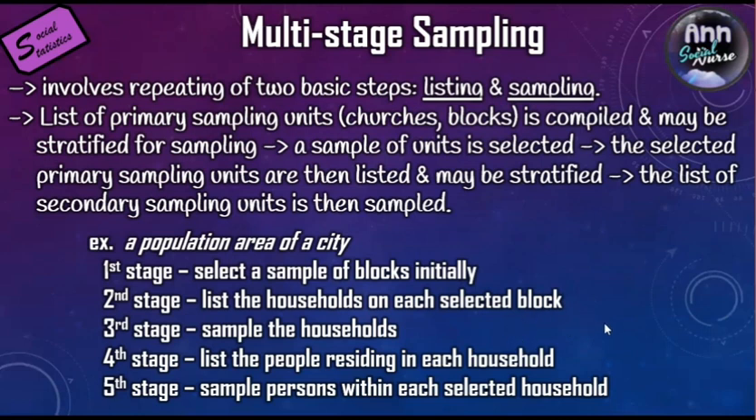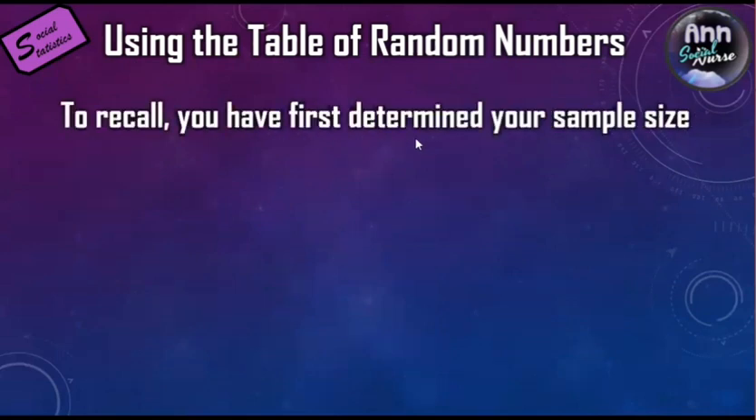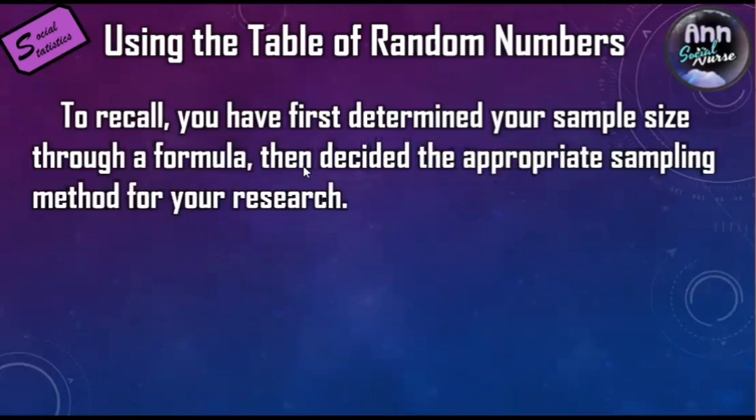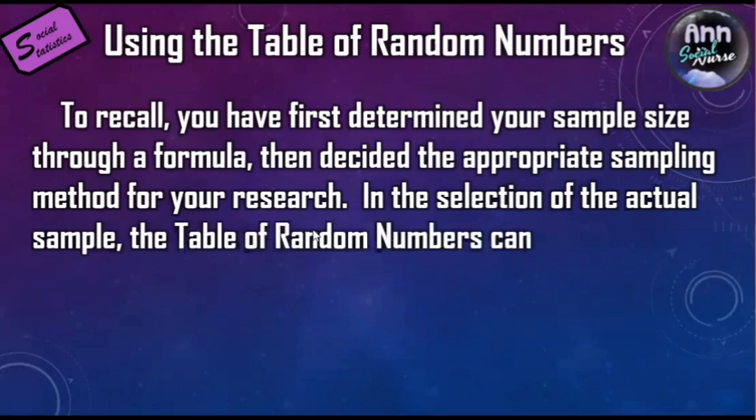Now, these different sampling methods that we have mentioned, simple random, stratified random, systematic, cluster, and multi-stage sampling, you can combine them depending on which may be appropriate to the study. Now, using the table of random numbers, to recall, you have first determined your sample size through a formula, then decided the appropriate sampling method for your research.